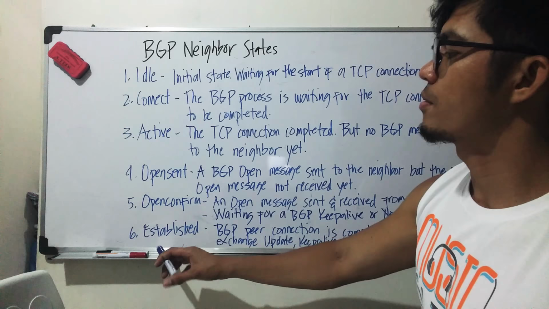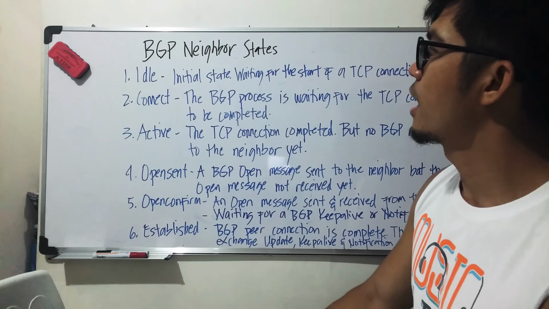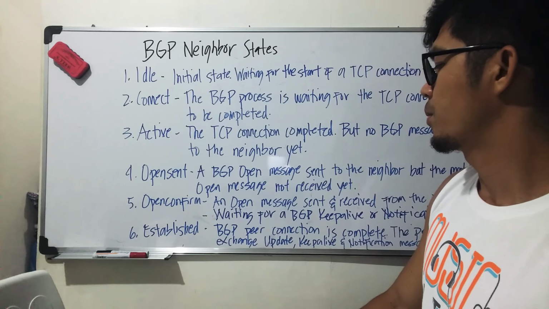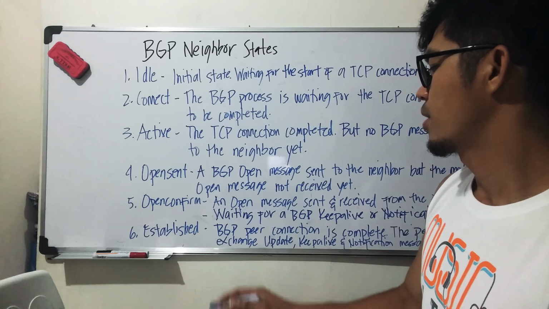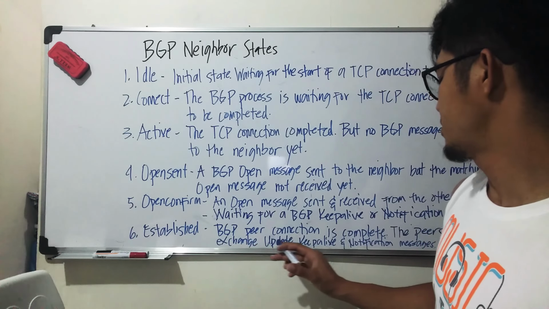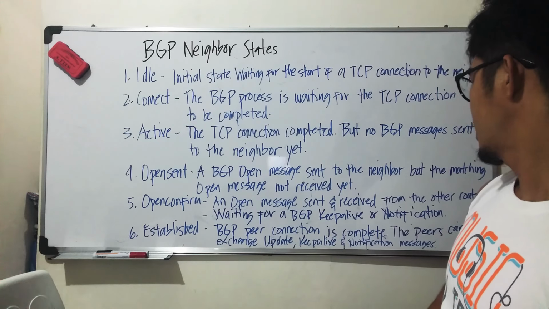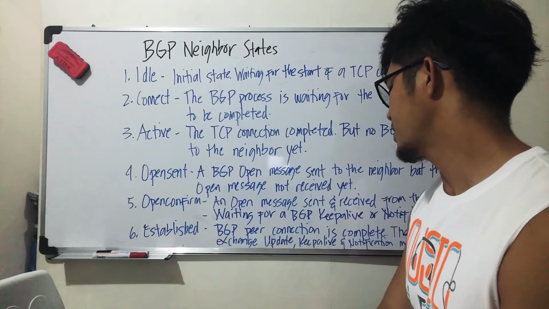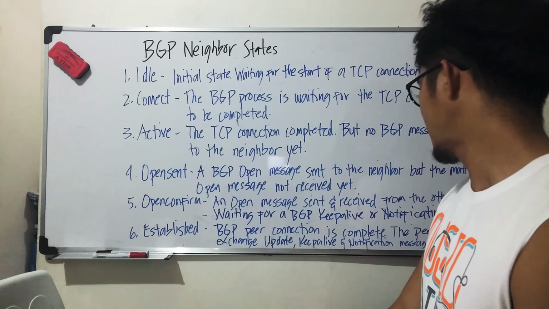And of course, the last neighbor state is established, in which the BGP peer connection has been completed, and the peers can now exchange update, Keepalive, and notification messages.